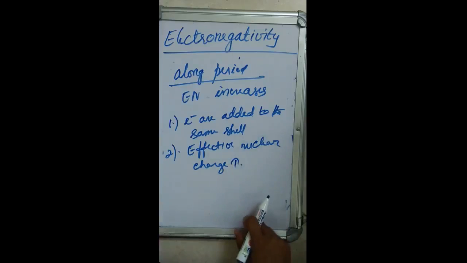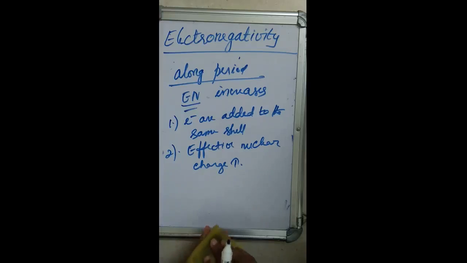Effective nuclear charge is nothing but an attraction power. Electronegativity is also called attraction power. So since effective nuclear charge increases, electronegativity also increases. So this is the concept of electronegativity. All the atomic radius, ionization enthalpy, electron gain enthalpy and electronegativity, these are 4 properties of the periodic table. It is there in the syllabus. So I explained all the 4 properties.